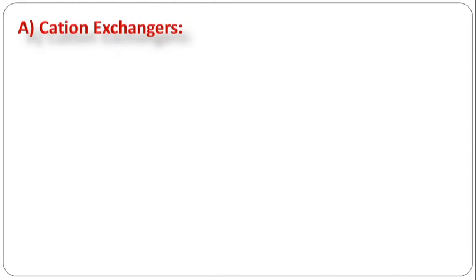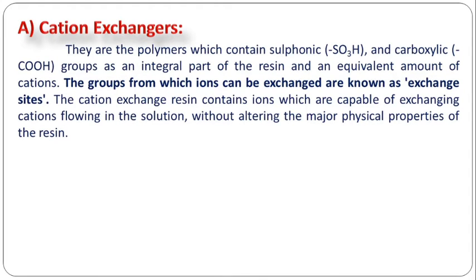Now we'll see cation exchangers in detail. They are polymers which contain acidic functional groups like the sulfonic acid group and carboxylic acid group. In the last slide we have seen, as an integral part of the resin, an equivalent amount of cations. So whatever the amount of cations we have to remove, according to that we have to select the cation resins. For that purpose, a sufficient amount of functional group must be present in the cation exchangers.